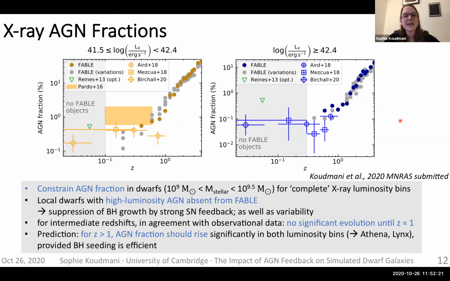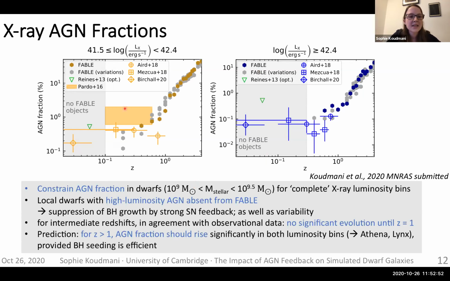And to get an idea of the uncertainty in the simulated values, I also show the AGN fractions from 3 FABLE calibration runs as gray hexagons. But even with taking these gray hexagons into account, we find that there are no FABLE objects with bright X-ray luminosities at low redshift. So once again, this indicates that most likely, especially in the local universe, the black hole growth in FABLE is unphysically suppressed.